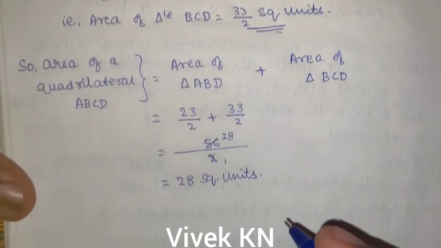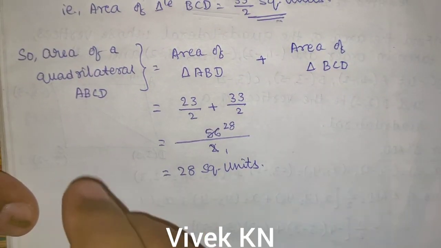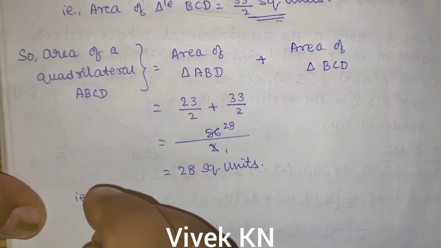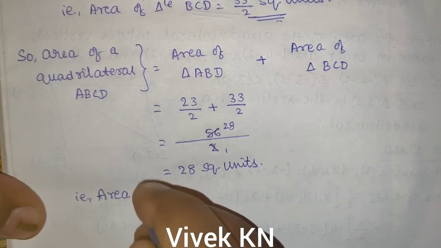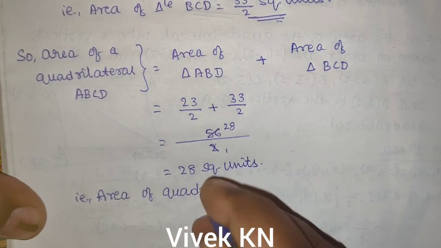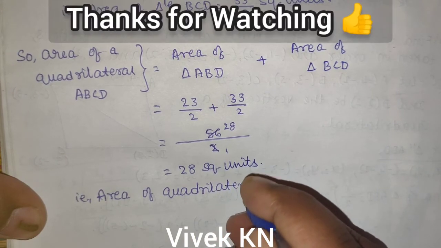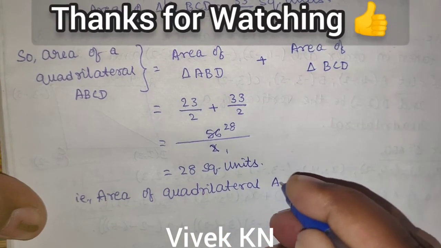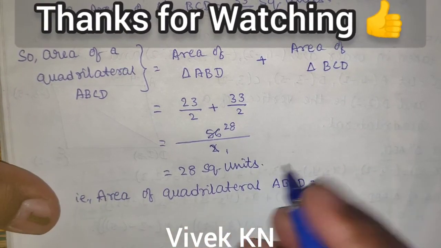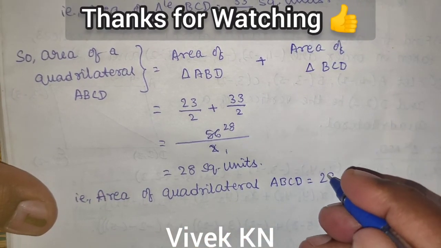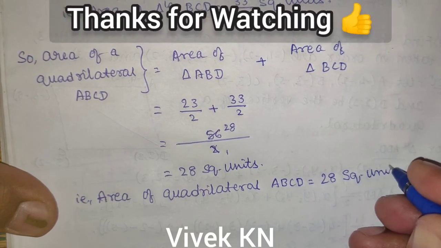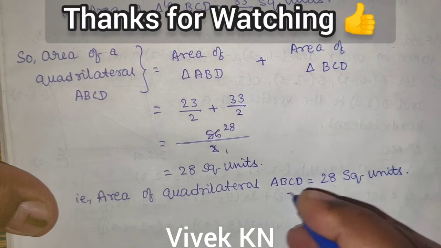units. Now we have to write the conclusion, that is, area of quadrilateral ABCD is 28 square units. This is the answer.